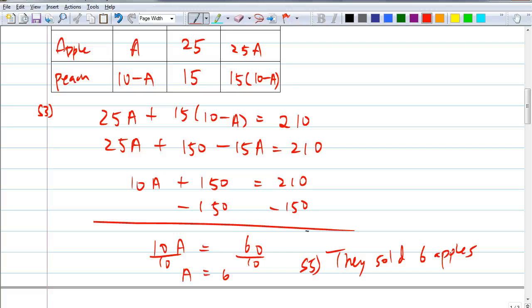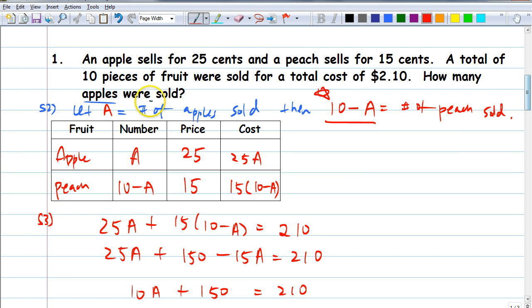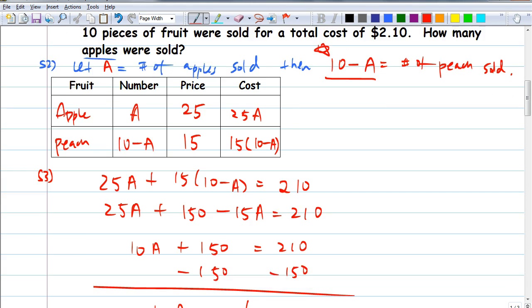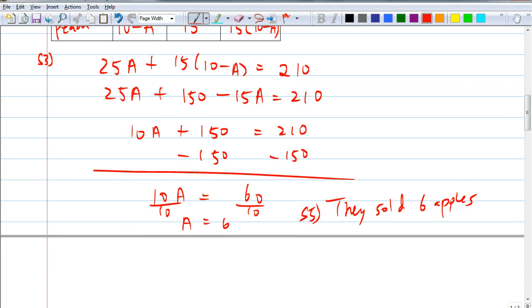How do you know there are 4 peaches? Yeah, because look at the very beginning. Didn't we say there were 10 altogether? So if you know what A is, 10 minus A gives you the number of peaches. 10 minus 6 is of course 4. Does that make sense? Easy enough? Do you see the kind of homework you will see for tonight? All right, then let's move on to the next example.